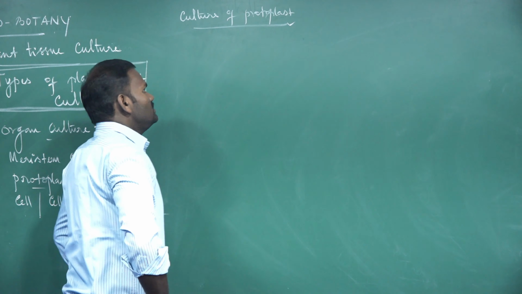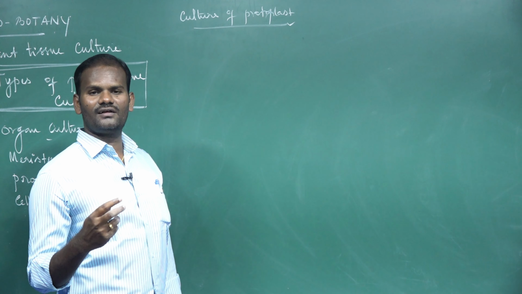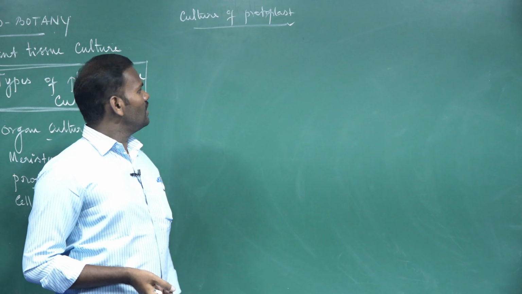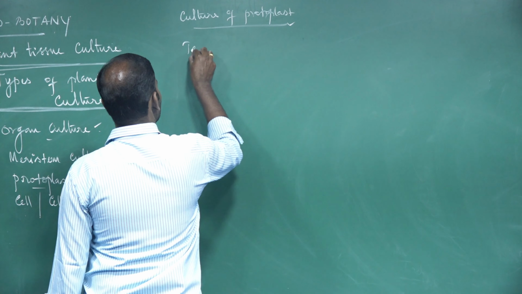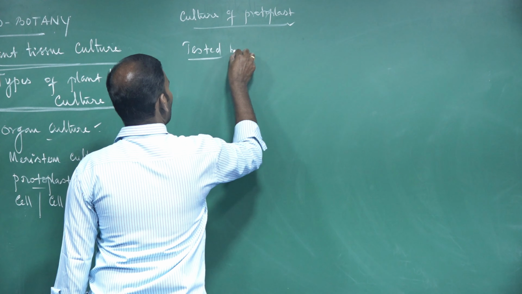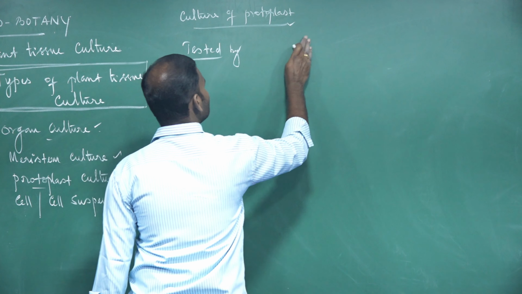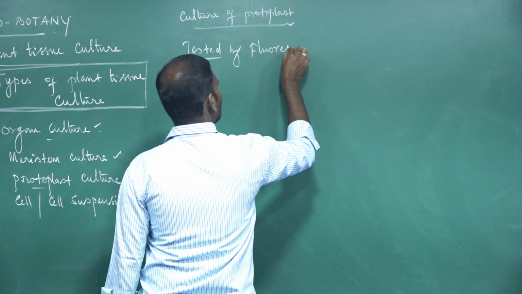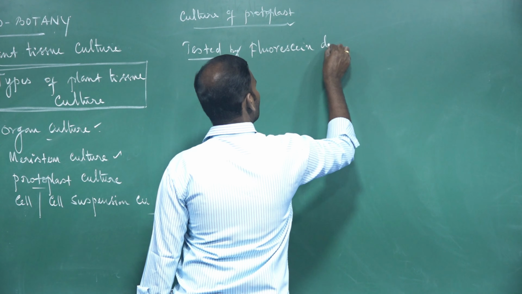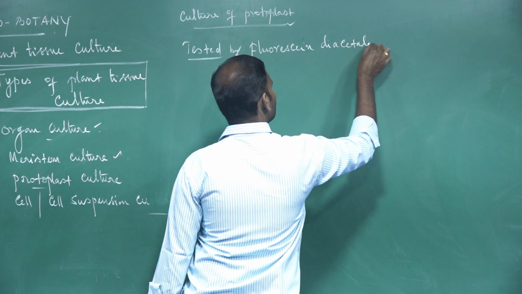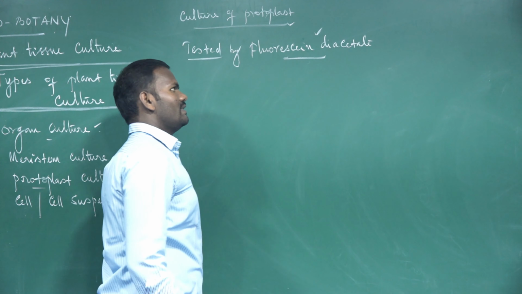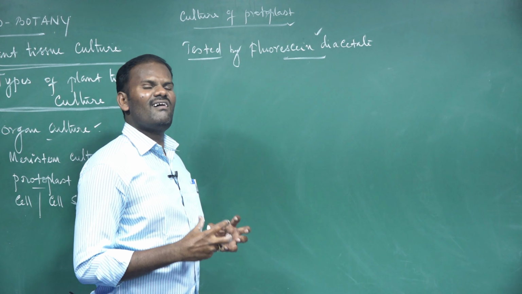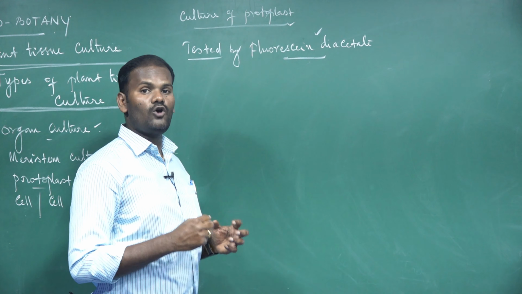How should the protoplast be cultured on the MS medium? Before culturing, the protoplasts should be tested for viability. How is the viability tested? It is tested by using fluorescein diacetate. Whether the protoplasts are viable or non-viable before their culture, how to test? By using fluorescein diacetate.